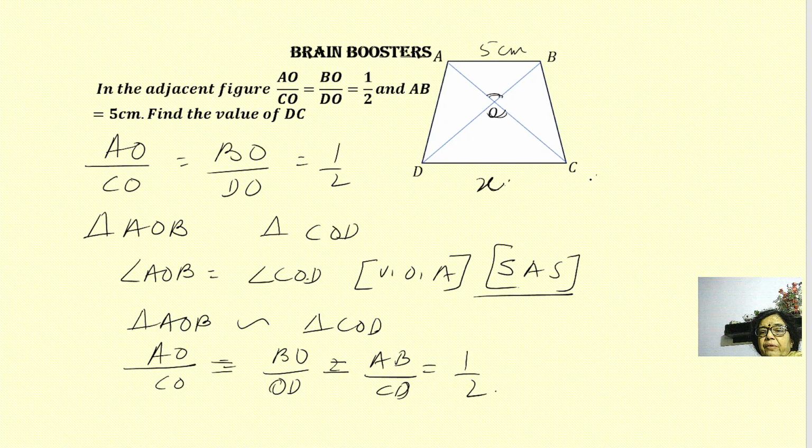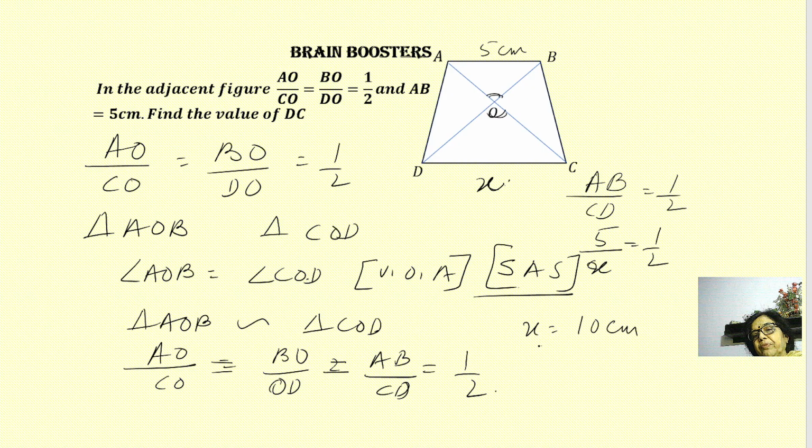But AB is given as 5 centimeter. We know AB by CD is given as half. AB is given as 5. 5 by CD, which we have assumed as X, is half. So X becomes equal to 5 into 2, that is 10 centimeter. So the measurement of DC or CD is 10 centimeter.